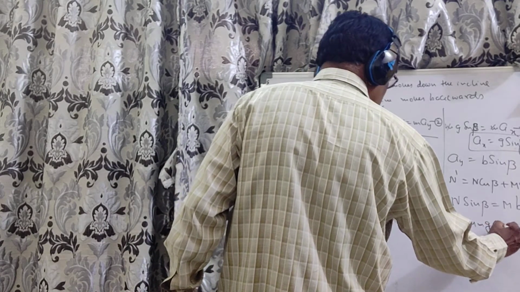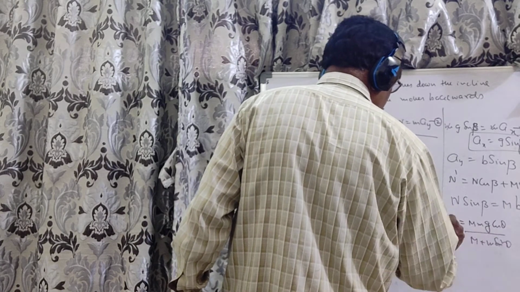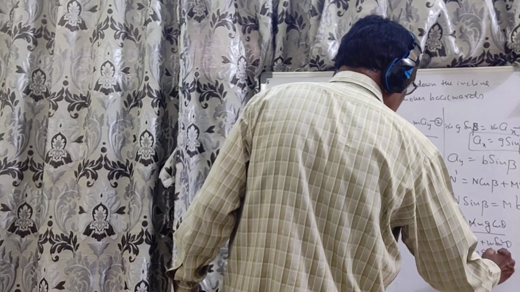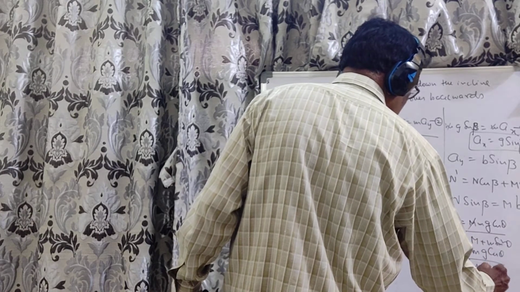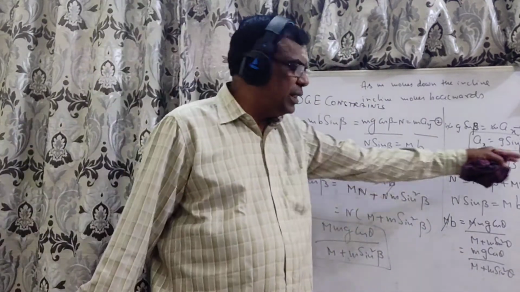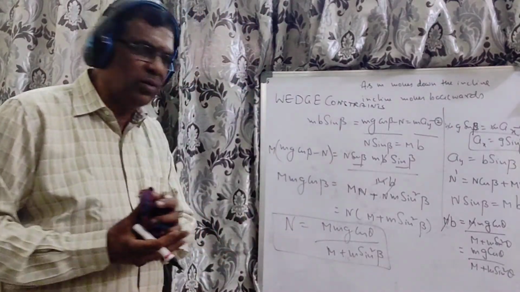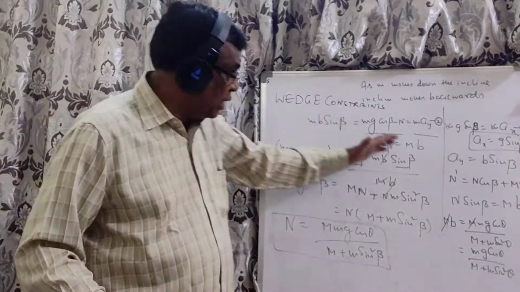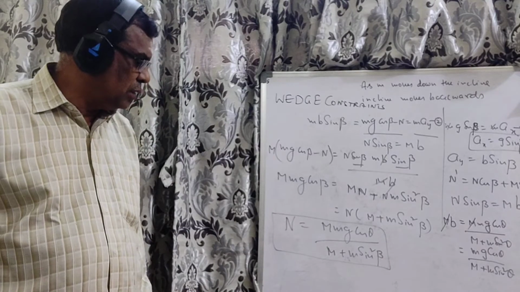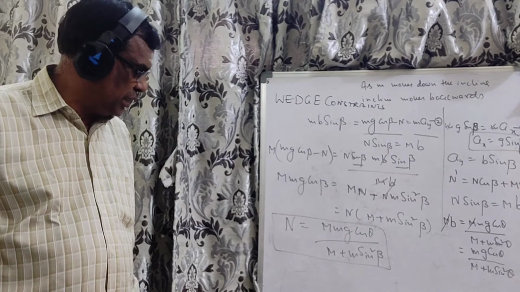G cos theta gets cancelled. So mg cos theta, that is B. Once you get B, you get Ay also. So Ax is known, Ay is known, B is known, N is known. And in the process, I'm trying to work out even other things also. So now you got N is equal to mg cos theta by capital M plus m sin square theta. Okay.